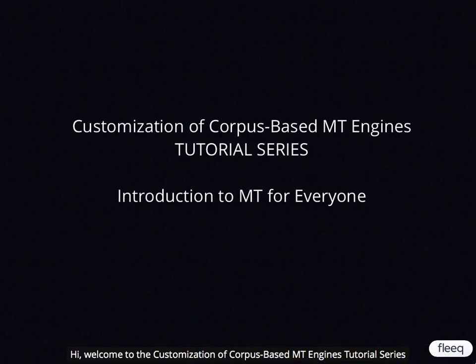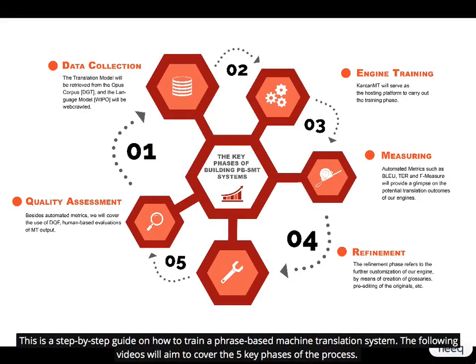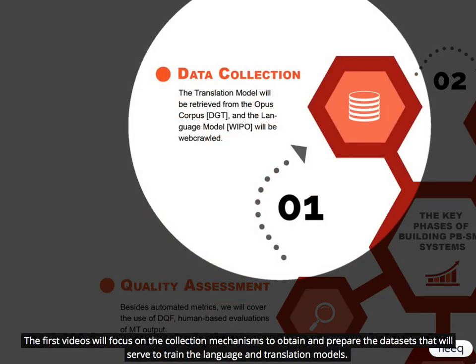Customization of corpus-based MT engines tutorial series. This is a step-by-step guide on how to train a phrase-based machine translation system. The following videos will aim to cover the 5 key phases of the process. The first videos will focus on the collection mechanisms to obtain and prepare the datasets that will serve to train the language and translation models.